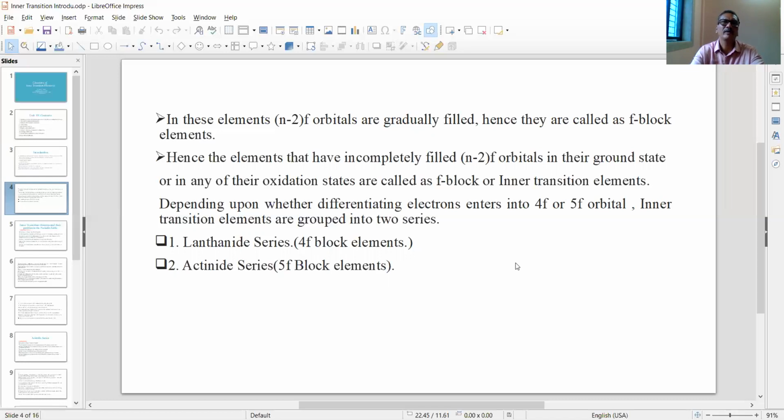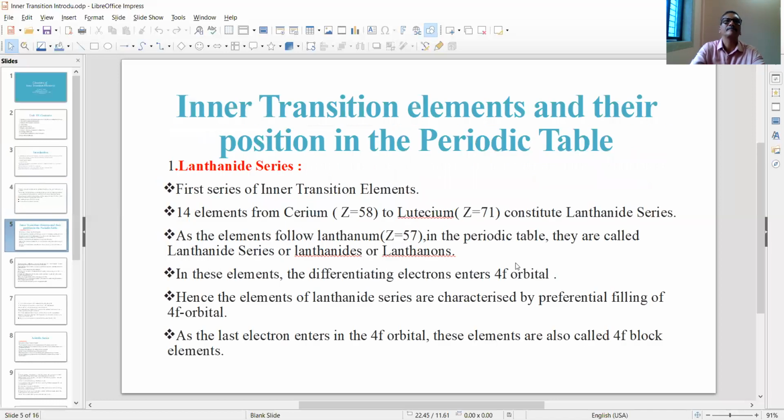Which 2 series? The first one is the lanthanide series. If the differential electron enters into 4f orbitals, it is called the lanthanide series. And if the differential electron enters into 5f orbitals, it is called the actinide series. So these 2 series we are now going to study in detail: the inner transition elements and their position in the periodic table.